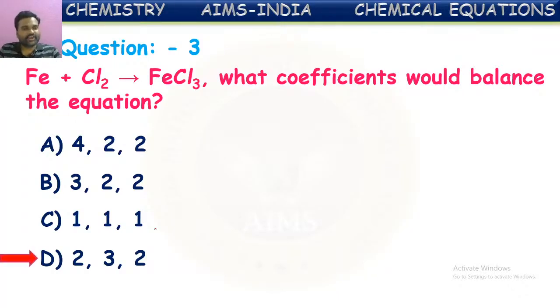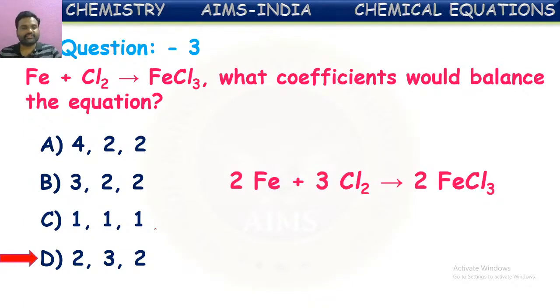So D is the correct answer for this equation, because if you see the balanced equation, we get it like this. 2, 3, 2 are the coefficients we get after balancing this. We check the number of atoms. The number of iron atoms on the reactant side is 2. The number of iron atoms on the right hand side, or product side, is also 2. And the number of chlorine atoms.